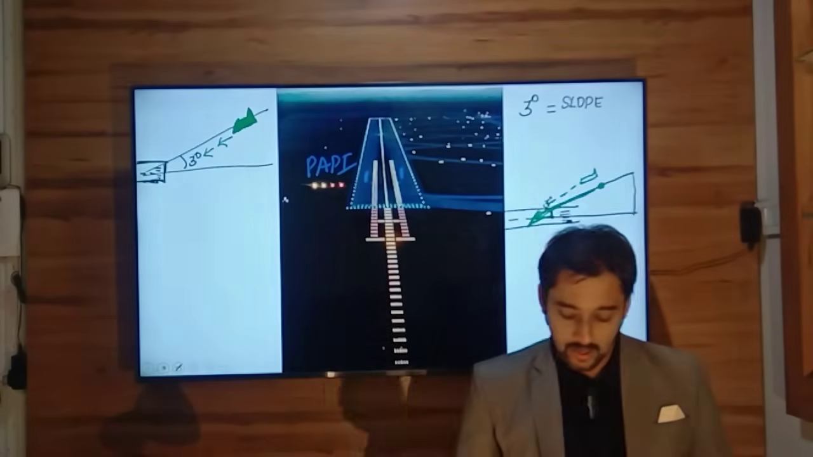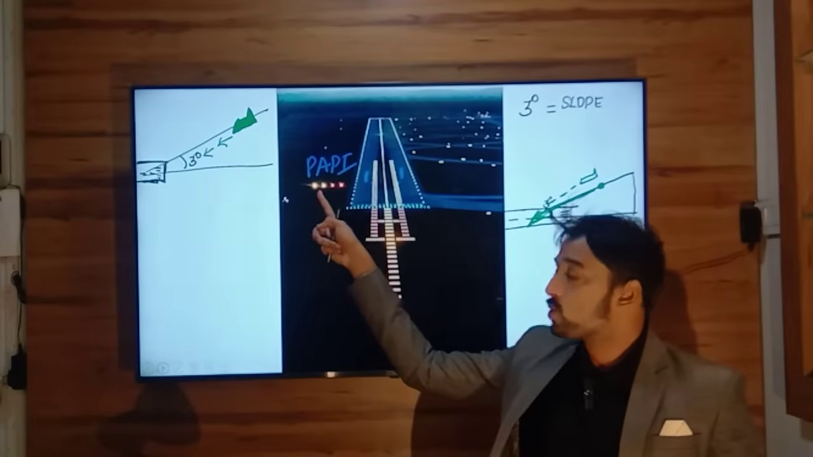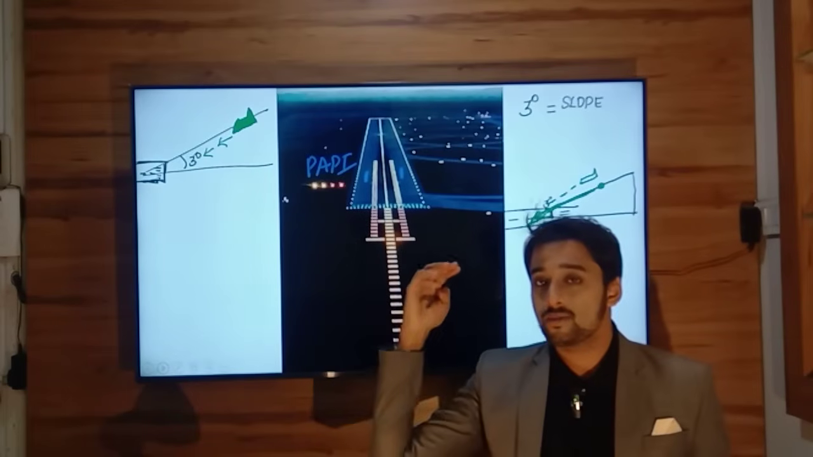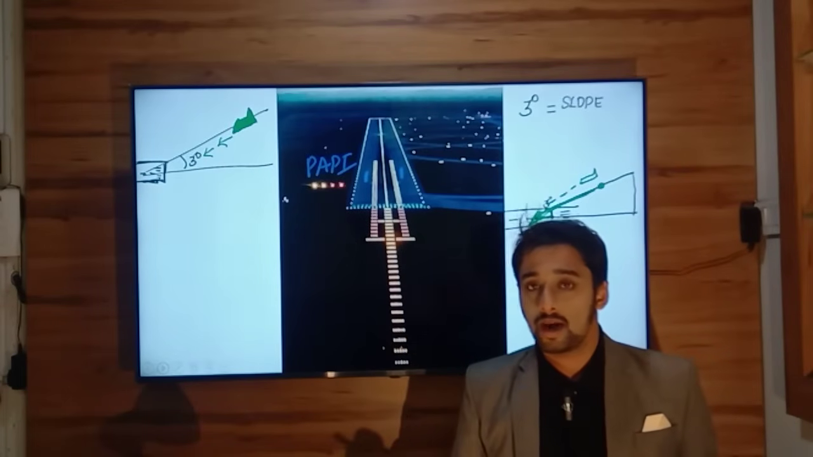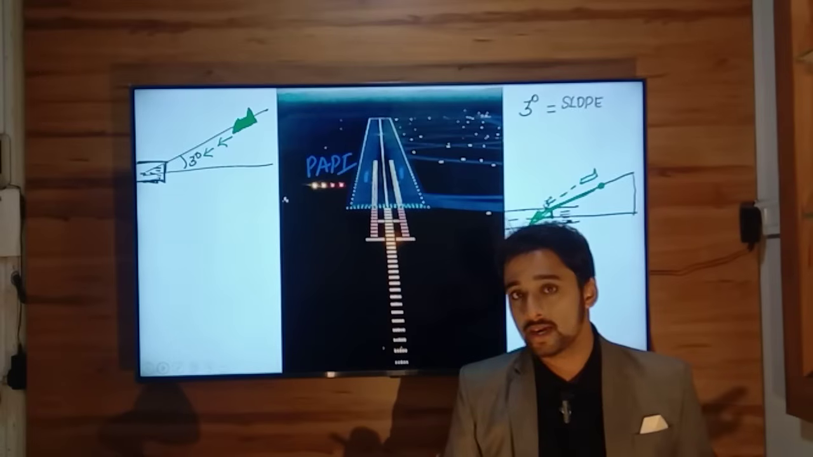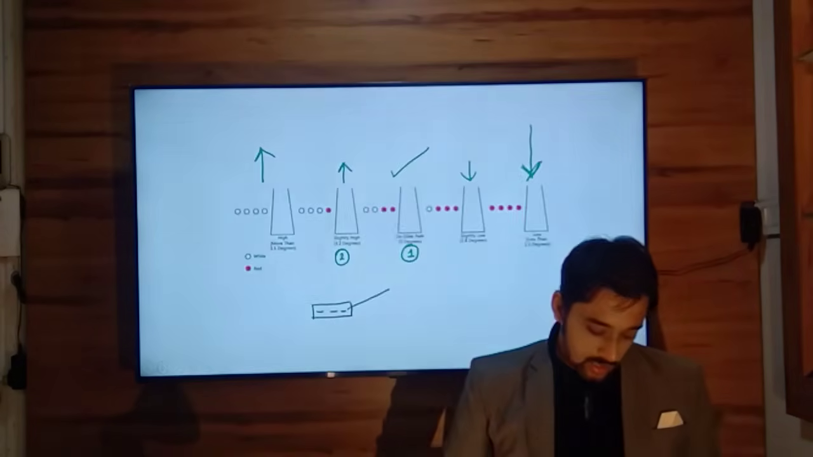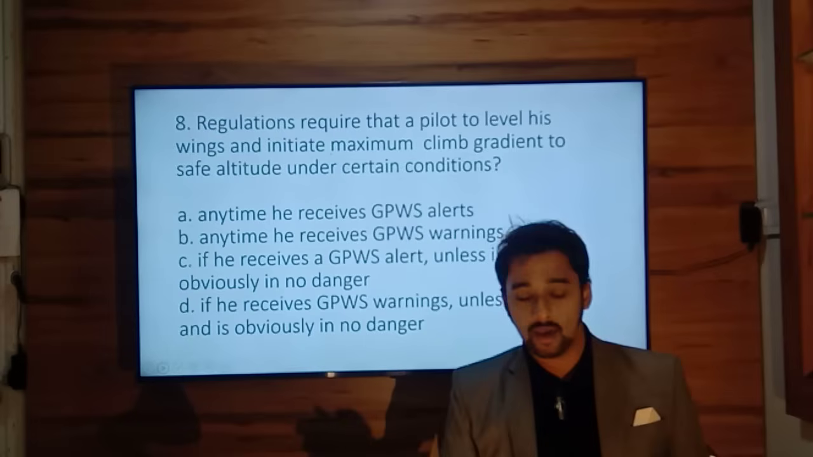Now in this particular figure, you are able to see 2 red, 2 white. That means from the angle at which this picture is taken, that pilot at that point of time was on the correct glide slope. Next, question number 8, last for today.